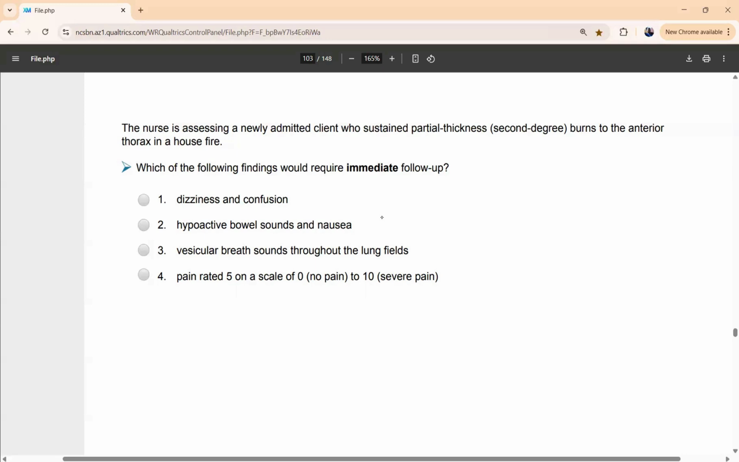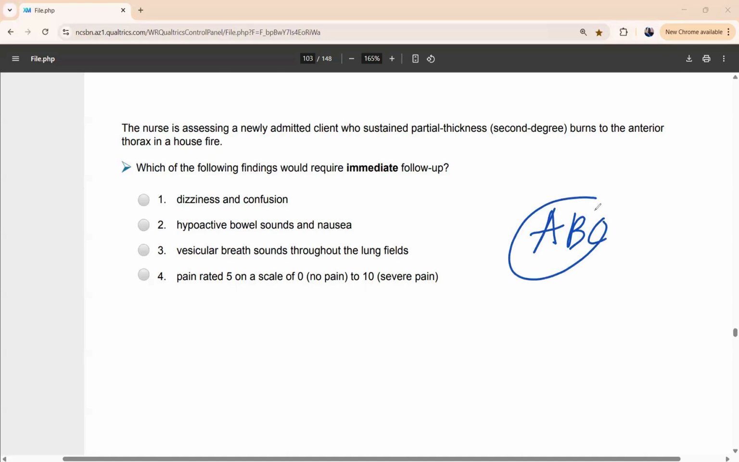All right. So let's go over the question together. Now it's saying the nurse is assessing a newly admitted client who sustained partial thickness burn to the anterior thorax in a house fire. Now, one thing when we are thinking about burns, it's a basic understanding you should know. When you are thinking about burns, we are trying to prioritize what first. We are trying to prioritize the airway, breathing, circulation.